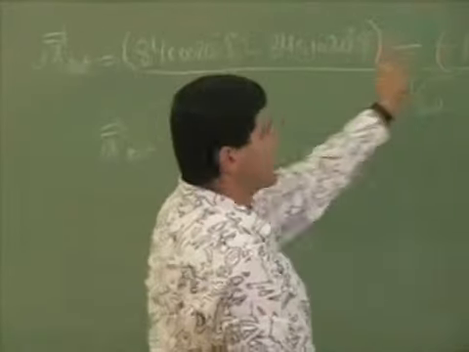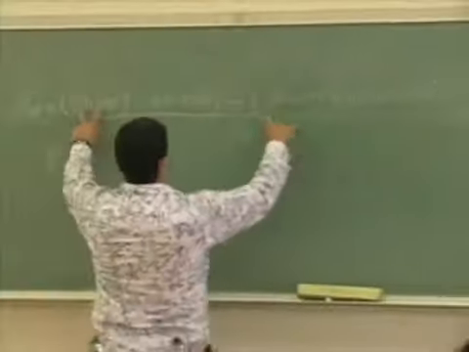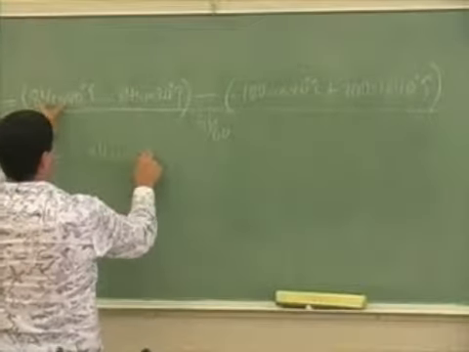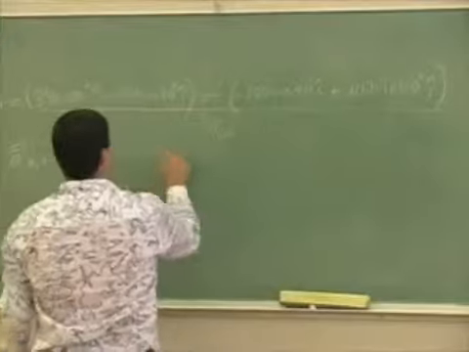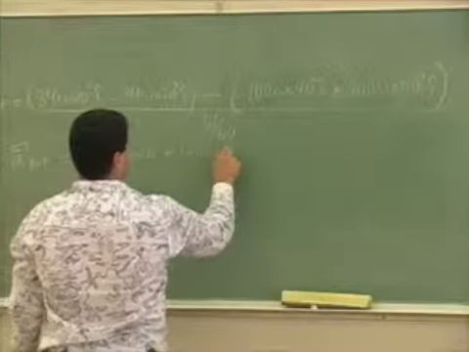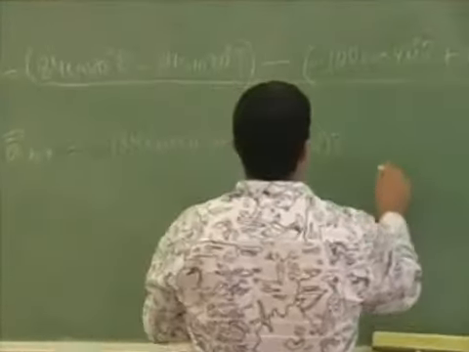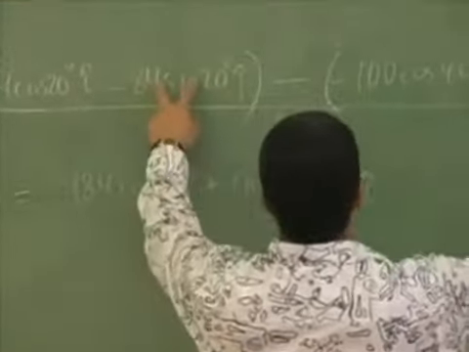Now, to combine these, we can combine their x components. This minus the x, so you have 84 cosine of 20 minus minus is a plus 100 cosine of 40 i hat. Then we combine the y, this y and this y.